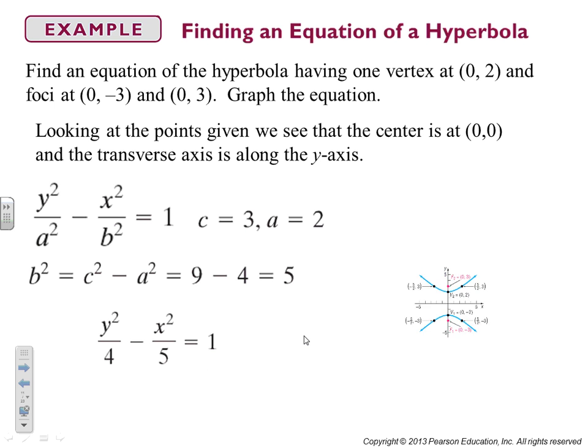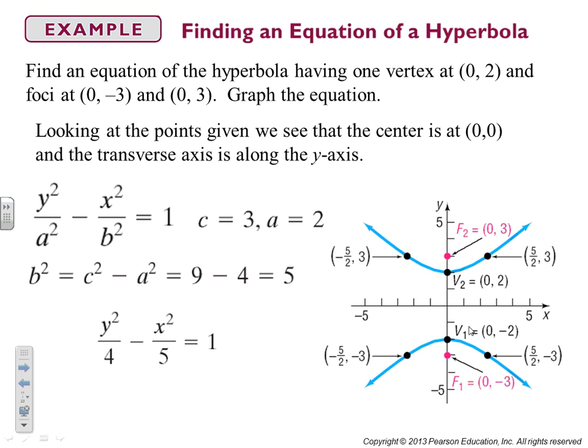And then we throw that information down on our graph, vertices at 0, 2 and 0, negative 2. The square root of 5 is about, let me check on my calculator, 2.2. So my box is going to be here, here, here, here. And then I draw the diagonals of my box to give me how wide my hyperbola opens. And throw that down. Make sure you put your foci on your graph, and you're good to go.